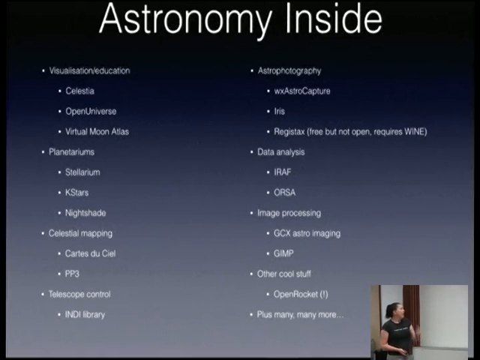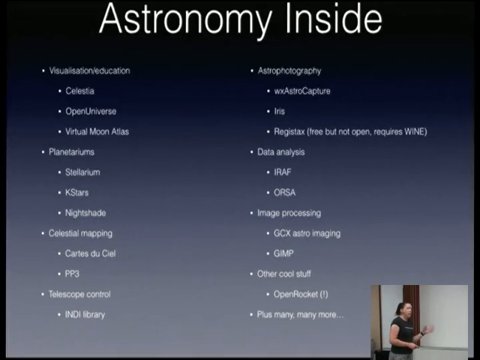This is a small example of some of the software. These are probably the highlights of the software that's actually in Distro Astro. There's a whole bunch of visualization tools. I'm actually going to show you a little bit of some of the Virtual Moon Atlas and Celestia a little bit later on. There's planetarium apps, Stellarium you may be familiar with, KStars, Nightshade do similar kinds of jobs there.